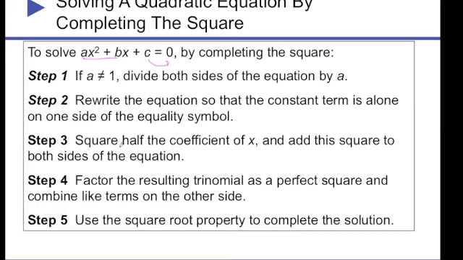You square half of the coefficient of x and add this square to both sides of the equation. You factor the resulting trinomial as a perfect square and combine like terms on the other side. This is why it is called completing the square, because we make a perfect square trinomial and complete that square. And then we use the square root property to complete the solution. It's a little confusing when we just read it. Let's try it.